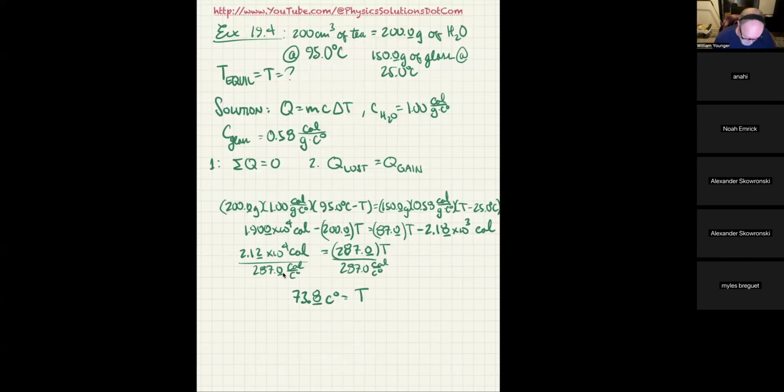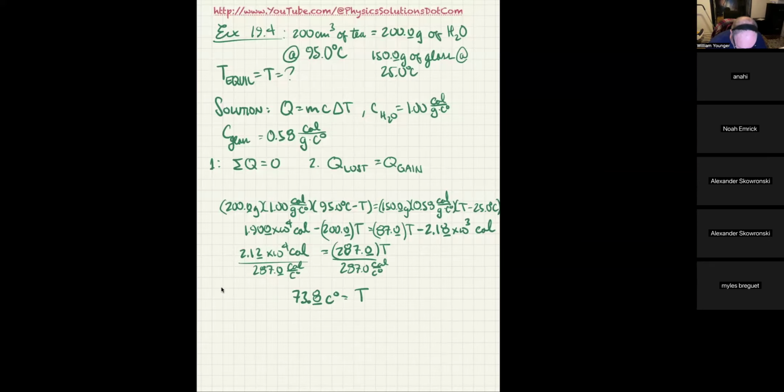M T C T, 95 minus T, and M cup T C cup times, and which did they use for the cup? Yeah, they did use glass. And what they used for their specific heat of the cup was 840. If I look back and see what that is in joules per kilogram, see if they're using the same thing as I did. Glass. Ah, there's the problem.